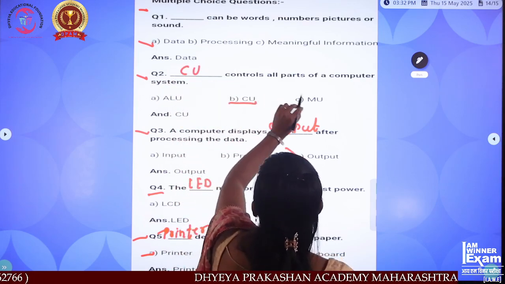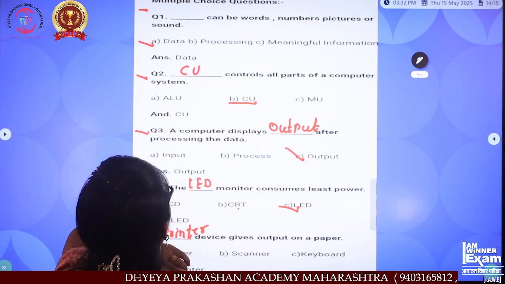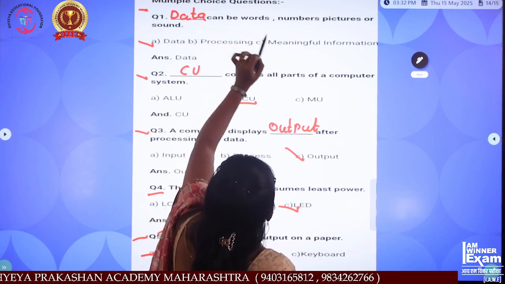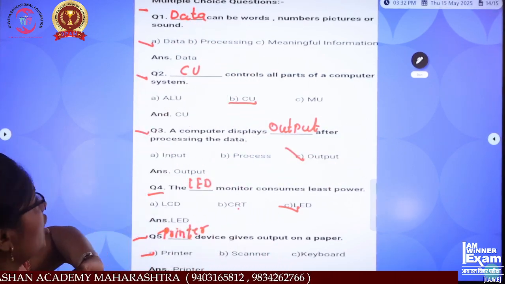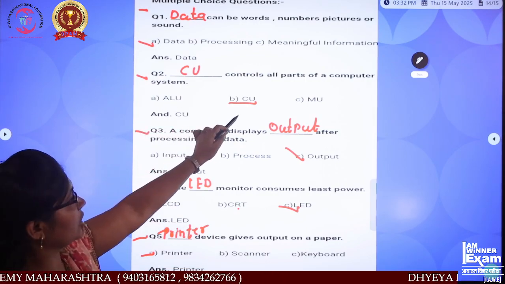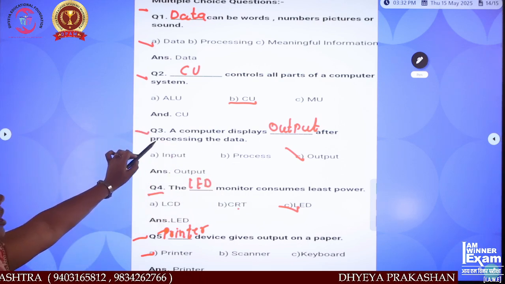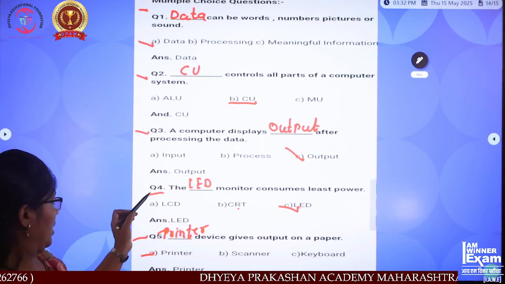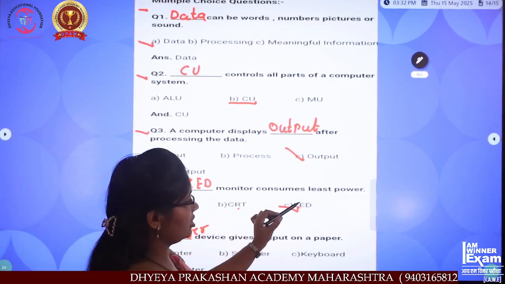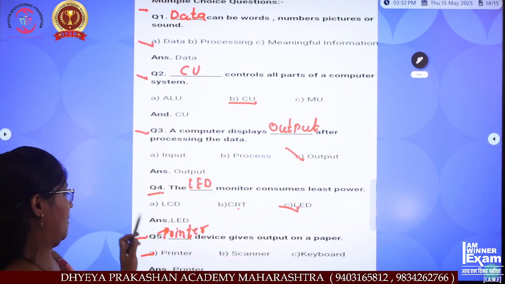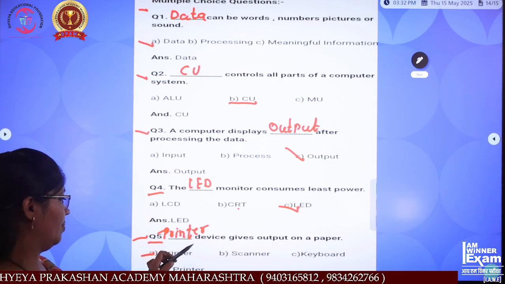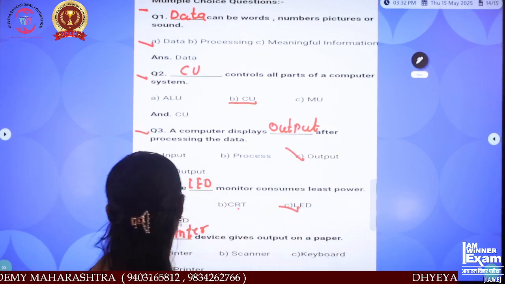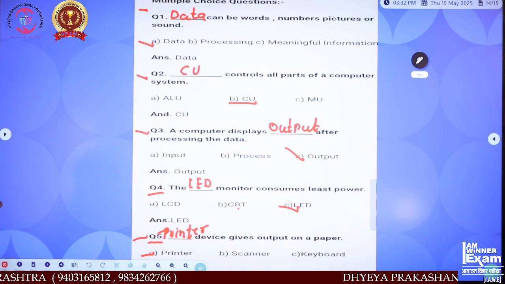CU controls all parts of a computer, and data can be words, numbers, pictures or sound. Second is CU controls all parts of a computer system. A computer displays output after processing the data, and the LED monitor consumes least power. Next, fifth one is printer device gives output on a paper. Now students, do you understand everybody?